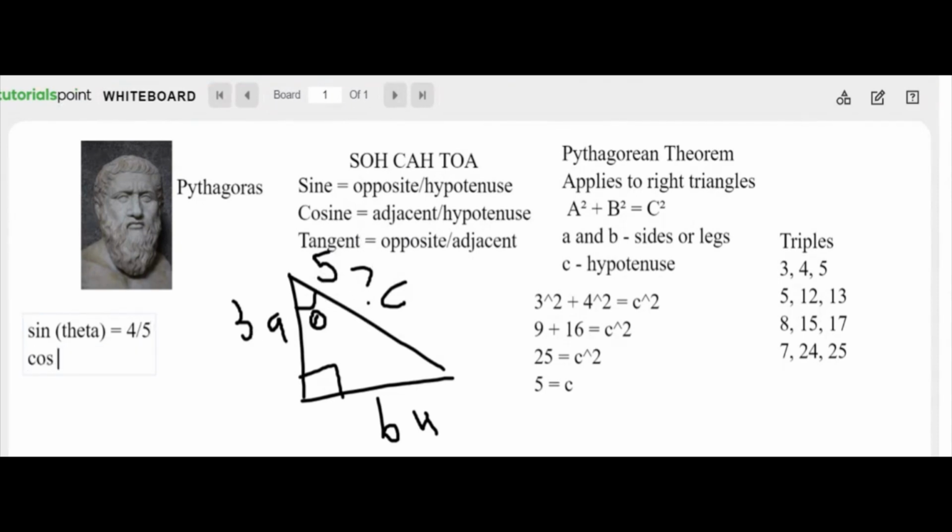Next, cosine of theta. Cosine of theta is adjacent over hypotenuse. Adjacent means the side right next to theta, and in this case that is 3, and over the hypotenuse is again 5. Next, tangent of theta is opposite over adjacent. Opposite to theta is B, which is 4, and adjacent is 3, so 4 over 3. And that's how theta is spelled, first of all, if I forgot to mention. But that is how SOHCAHTOA works.